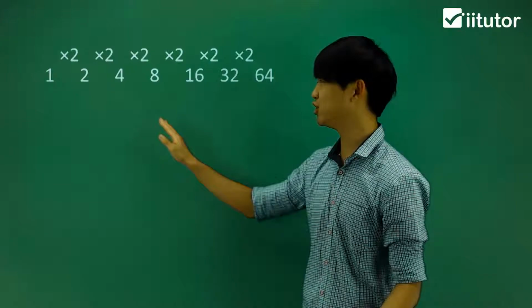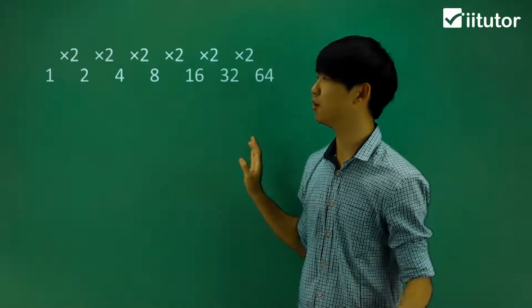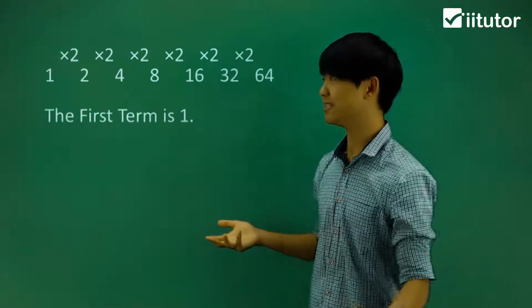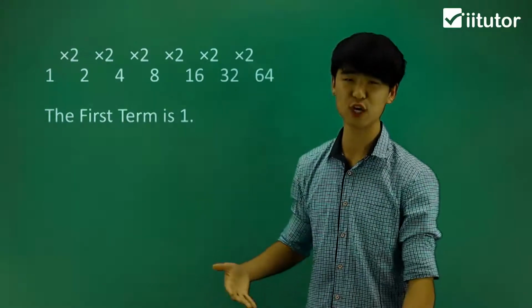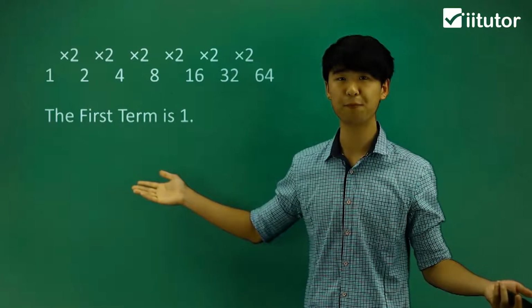Now we're going to be looking at some geometric sequences and pinpointing some specific features that we need to know. So for example, one of them is knowing the first term. Knowing the first term is very easy. We just look at the start of the sequence and we can see the first term is 1.